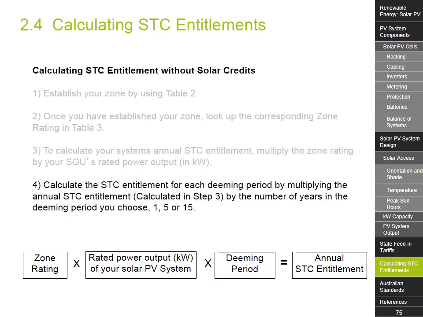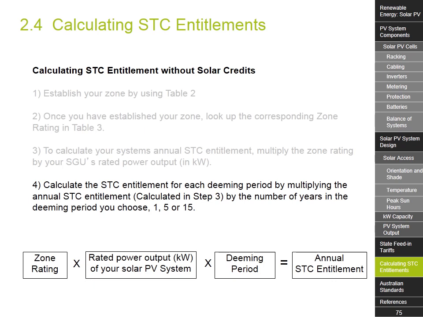Step 4 is to calculate the STC entitlement for each deeming period by multiplying the annual STC entitlement, calculated in Step 3, by the number of years in the deeming period you choose: 1, 5, or 15. If your calculation yields a decimal number, you must round down to the nearest whole number.